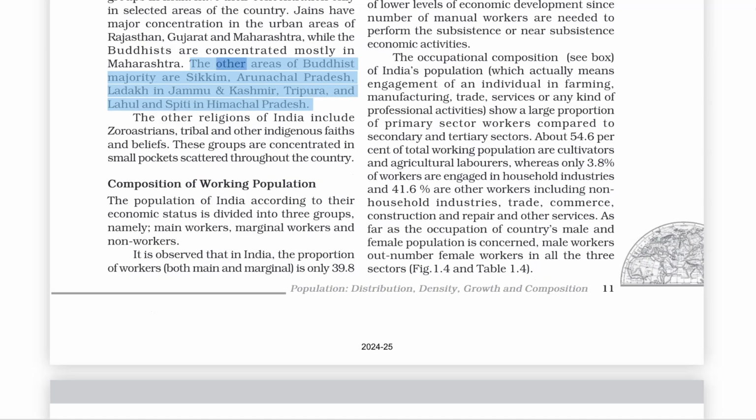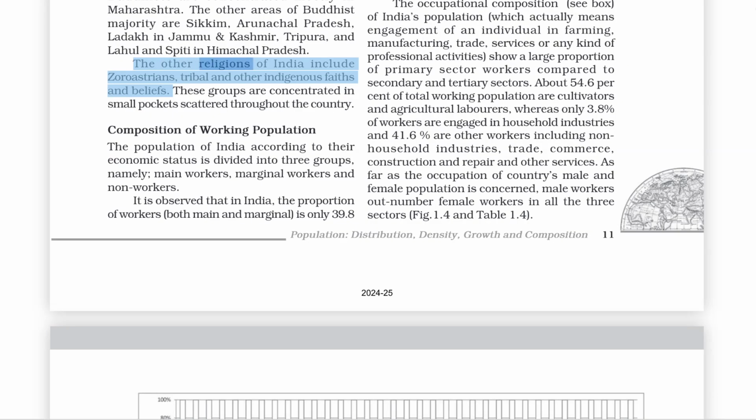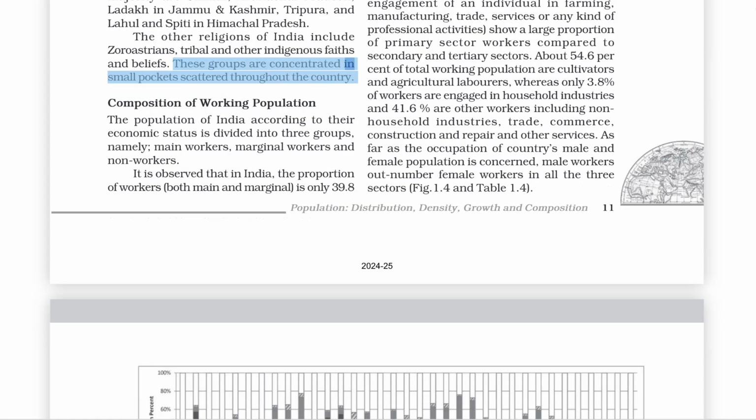Maharashtra. The other areas of Buddhist majority are Sikkim, Arunachal Pradesh, Ladakh in Jammu and Kashmir, Tripura and Lahaul and Spiti in Himachal Pradesh. The other religions of India include Zoroastrians, tribal and other indigenous faiths and beliefs. These groups are concentrated in small pockets scattered throughout the country.